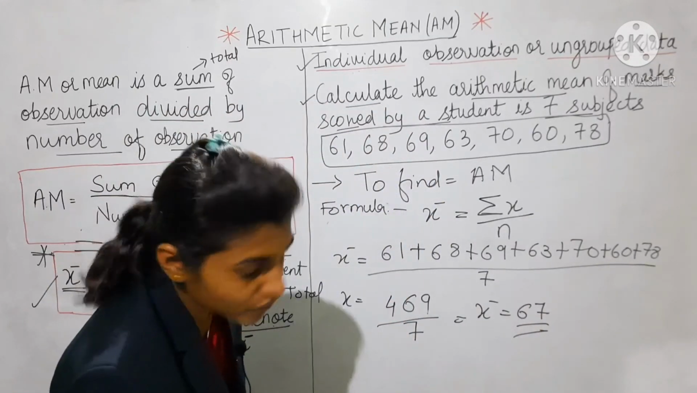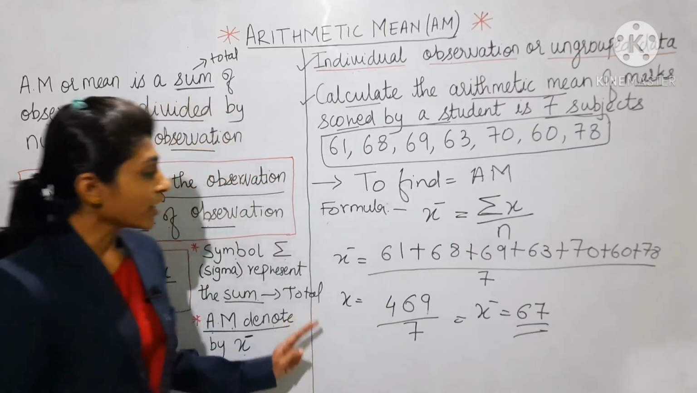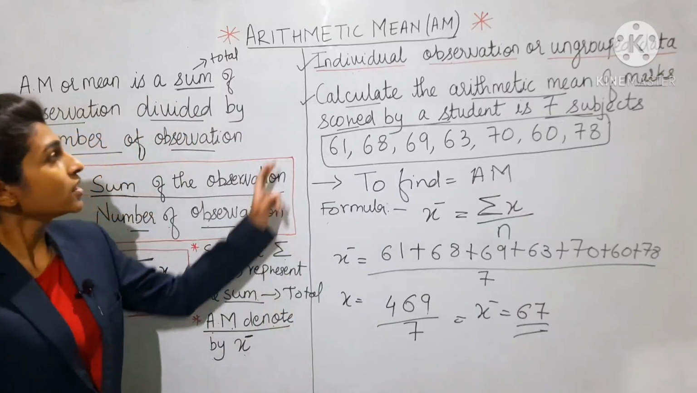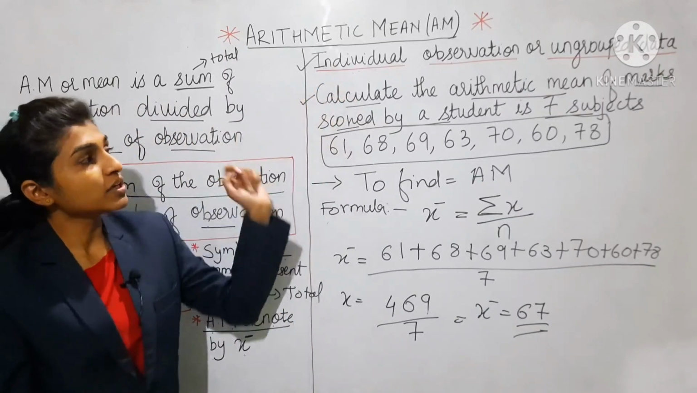So this is the arithmetic mean for ungrouped data or individual observation. In this way you have to calculate arithmetic mean for individual observation. I hope you have understood how to calculate arithmetic mean for individual observation.